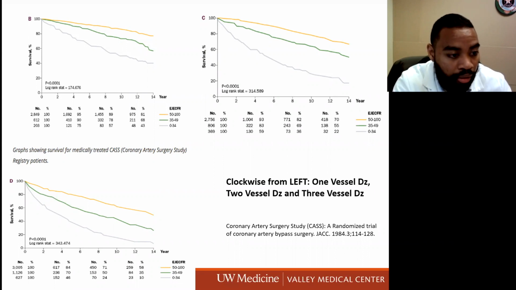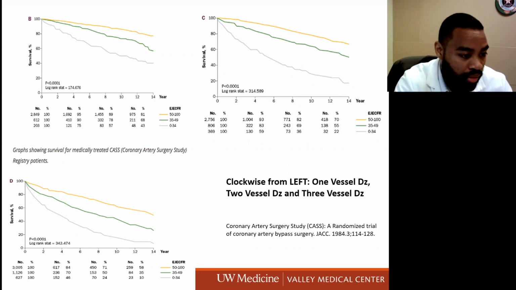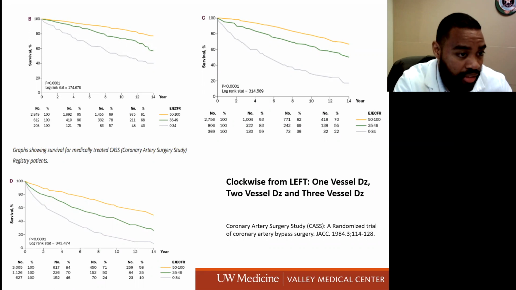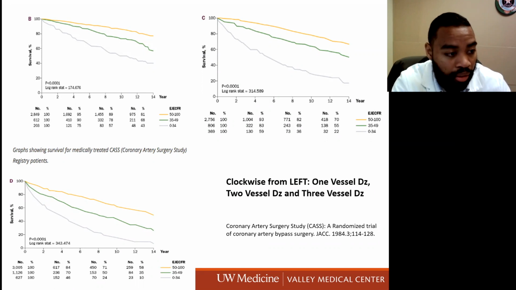If you look at the yellow line, normal EF, even in 3 vessel disease, your survival is diminished, but it's not as bad as in the case where your EF falls. Once the EF starts to fall, that changes the overall prognosis of the patient. So in this case, you can see that the number of vessels involved does play a role in the overall survival, but more importantly than that, it's really the EF that is the driver, okay?